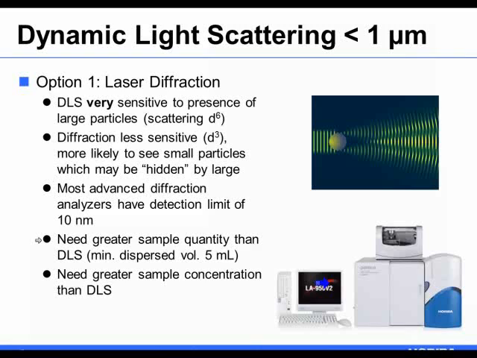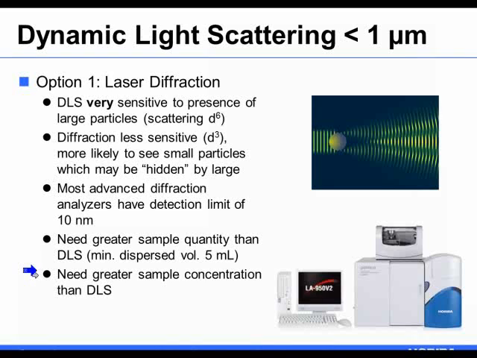DLS, the smallest sample cell I think I've ever seen for sizing, is right around 10 microliters, maybe a little bit smaller than that. For laser diffraction, the smallest sample volume I've ever seen for a non-paste material is 5 milliliters. And that doesn't mean that you need 5 mLs of sample. It means that you need to have a total volume of 5 mLs, which means you need to disperse your sample into at least 5 mLs. And in general, you need greater sample concentration for laser diffraction measurement than you do for DLS.